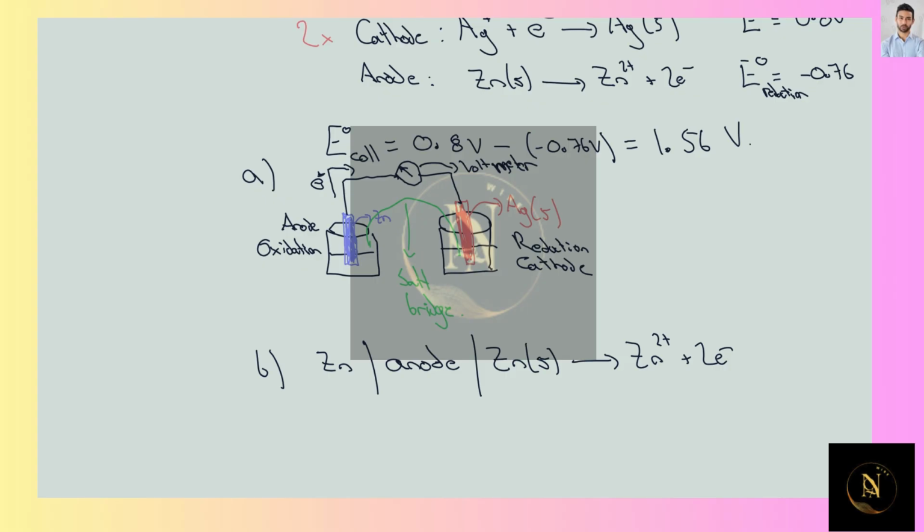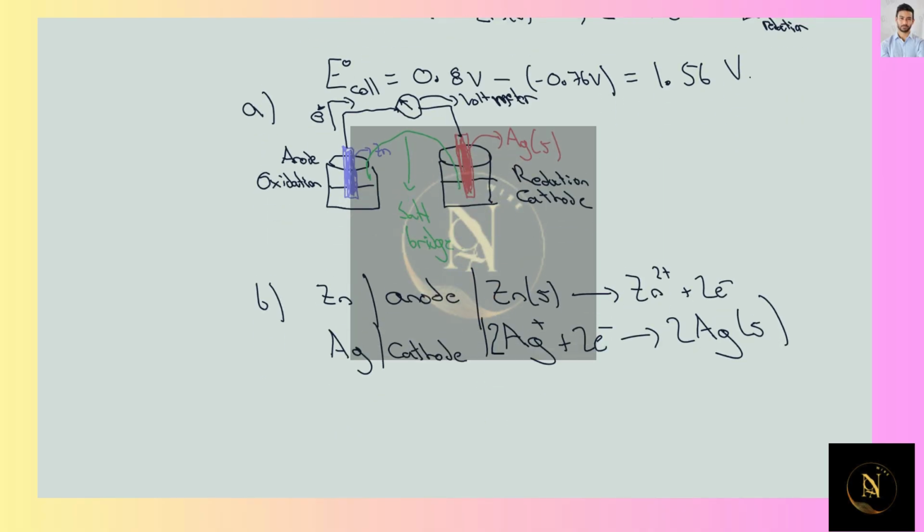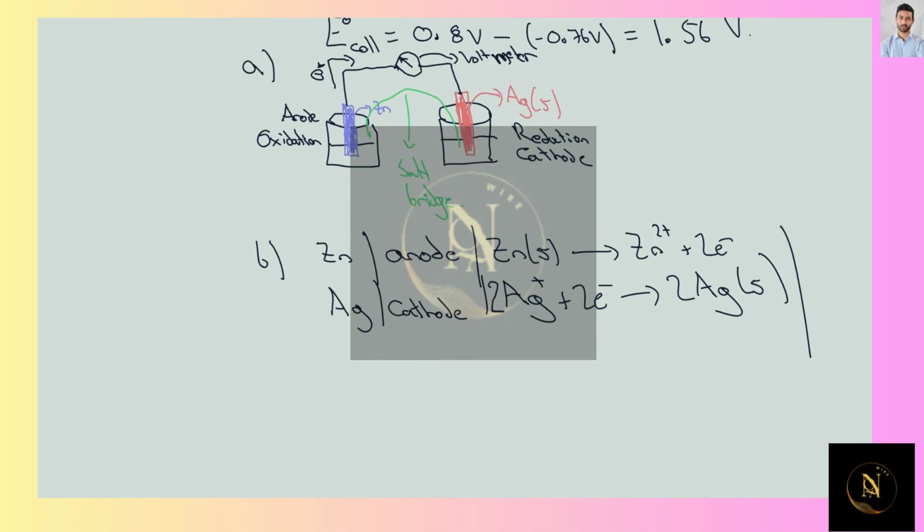Now, in the cathode, we're going to have our reduction of silver, and for the overall reaction we need to multiply the one that we have on the top by 2 to have the balanced equations in both of the cases. Okay. Just as a reminder, anode oxidation, cathode reduction.